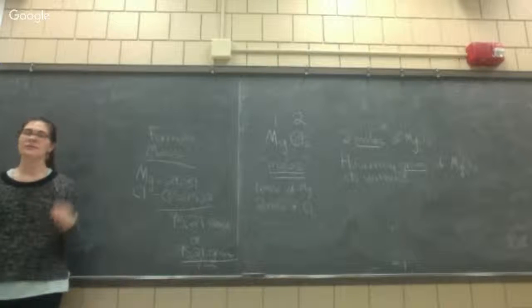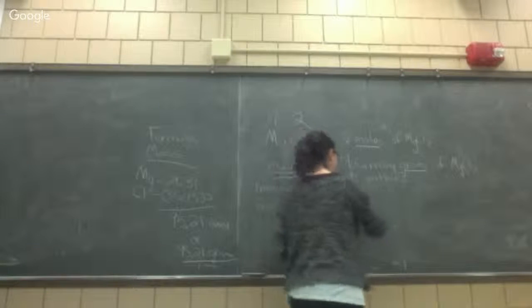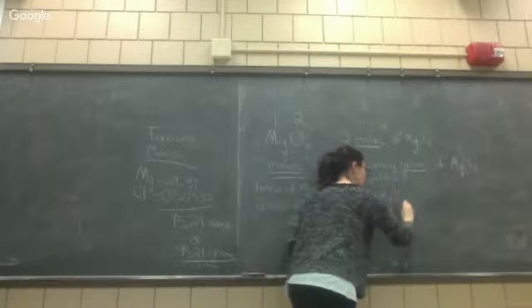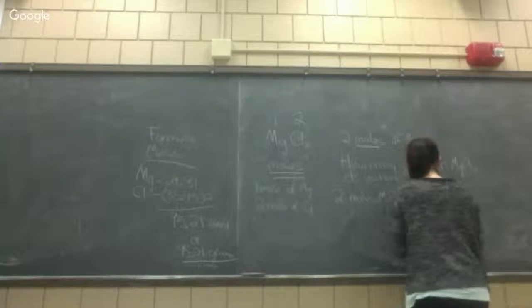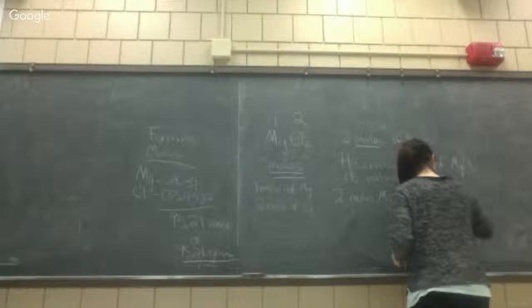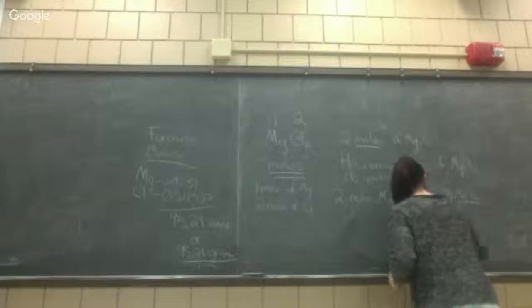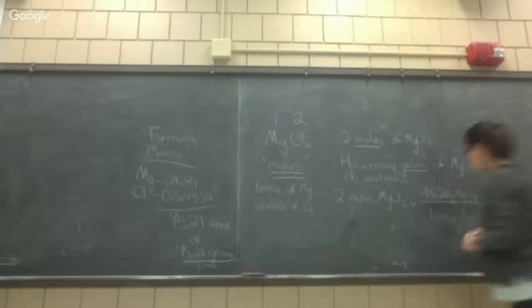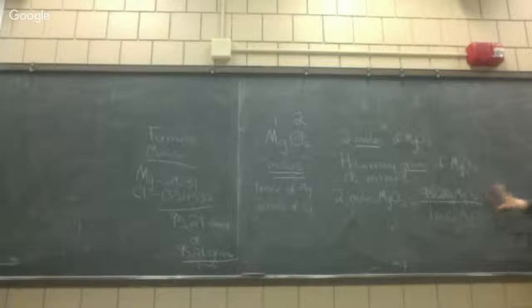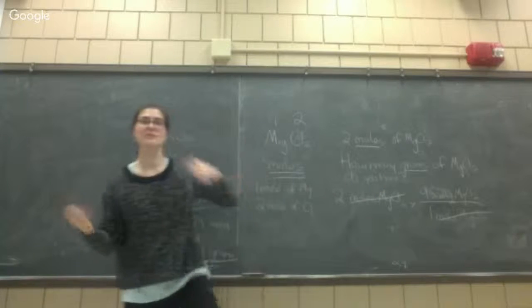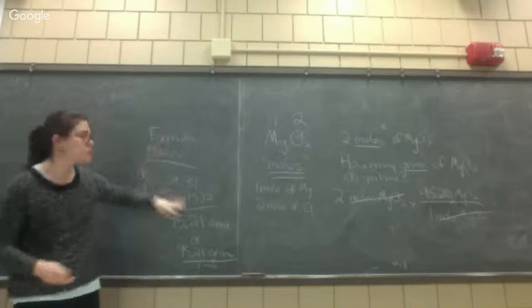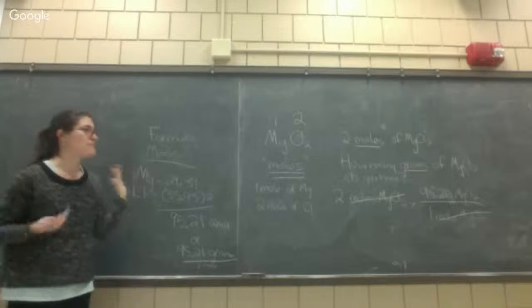Does that make sense? So the way we set this up would be 2 moles of magnesium chloride times 95.21 grams of magnesium chloride over 1 mole of magnesium chloride. We're using our formula mass as our conversion factor to go from moles to grams. Does that make sense now? The mole units get canceled out, and then we're just left with the unit of grams. And then we do our calculation, 2 times 95.21, to get our grams of magnesium chloride.